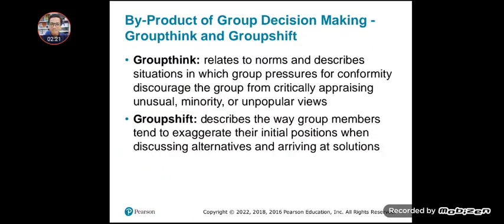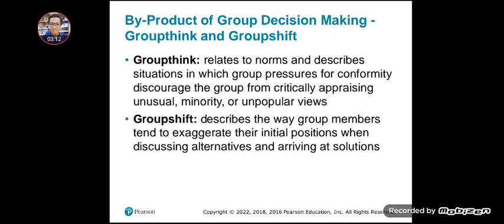When we talk about byproducts of group decision making, there are two types of outcome. The first one we call groupthink, and the second one is group shift. So what is groupthink? Groupthink relates to norms and describes situations in which group pressure for conformity discourages the group from critically appraising any unusual, minority, or unpopular views. So it means that we try to accept decisions that relate so much to the general needs, general thinking and acceptance of the group.